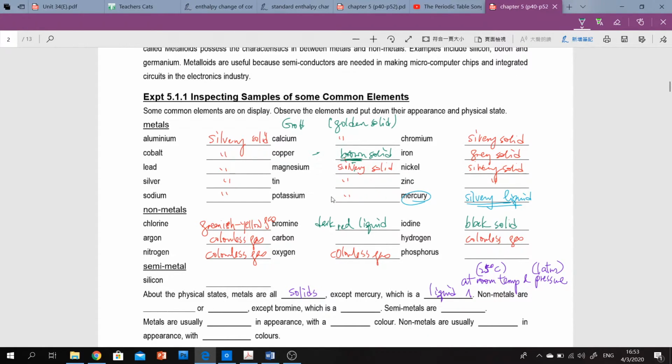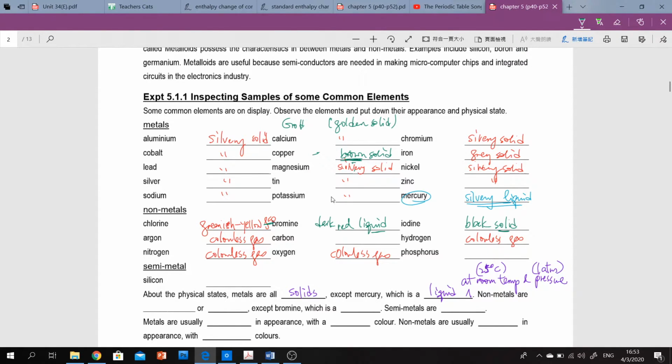So you may find that chlorine is colored, bromine is colored, and iodine is also colored. What is more interesting is that chlorine is a gas, bromine is a liquid, while iodine is a solid. Can you see that? Why do I mention these three? It's because they belong to the same group. We also call them halogens. All of them are colored.